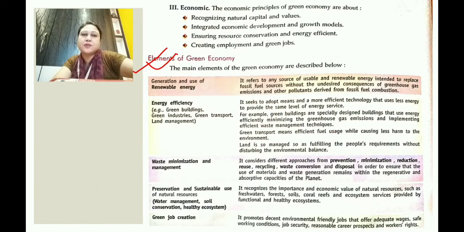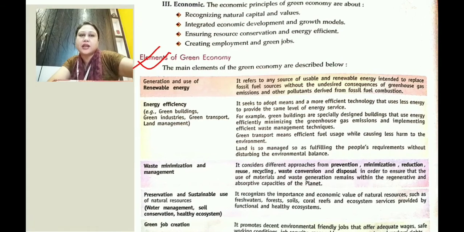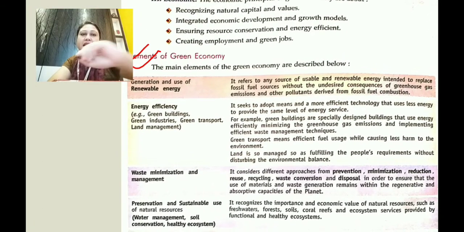Then the next principles which we have is the economic one. So the economic principles of green economy are: the first one is recognizing the natural capital and the values, then integrating economic development and growth models, then ensuring resource conservation and energy efficiency, and last but not the least, creating employment, okay, and green jobs.